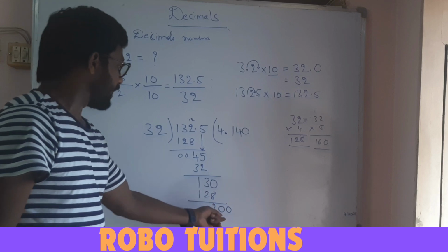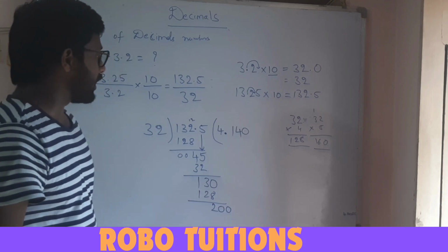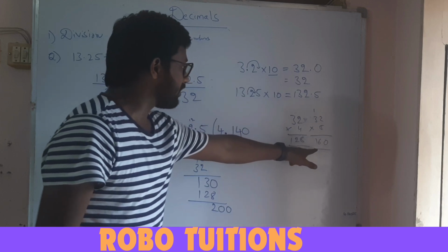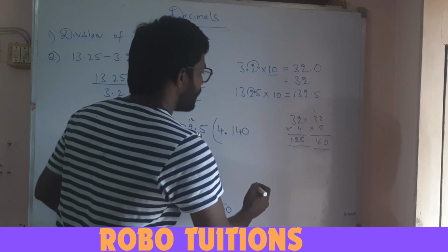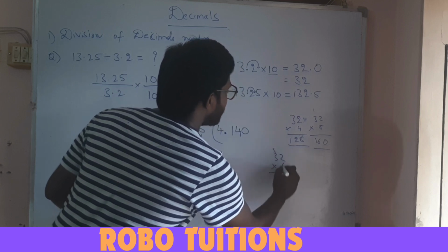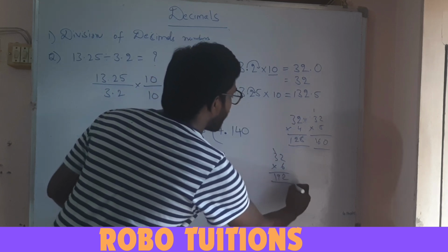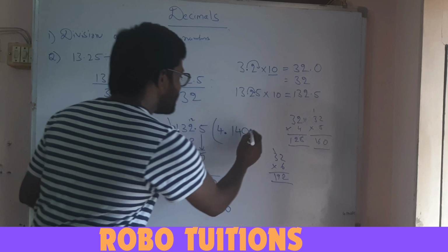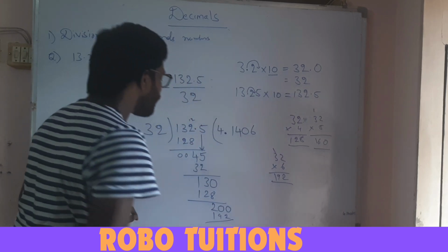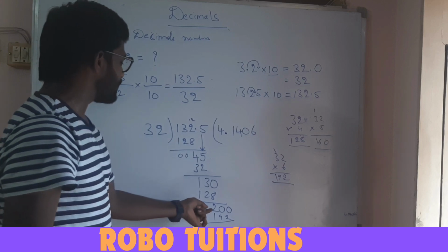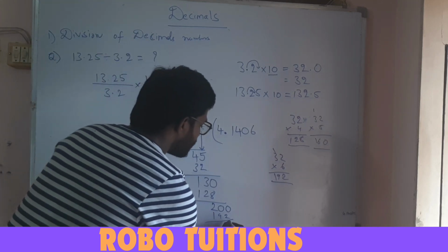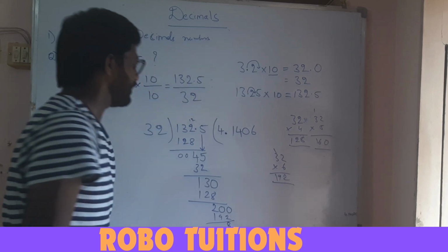Okay, so 200. Now the value is 200. How many times will 32 come in 200? Suppose you take 32 into 5, that will come 160, and 32 into 6, 6 2s are 12, 6 3s are 18, 19, 192. So 32 6s are 192 here. After subtracting 192 from 200, the answer you got is 8.